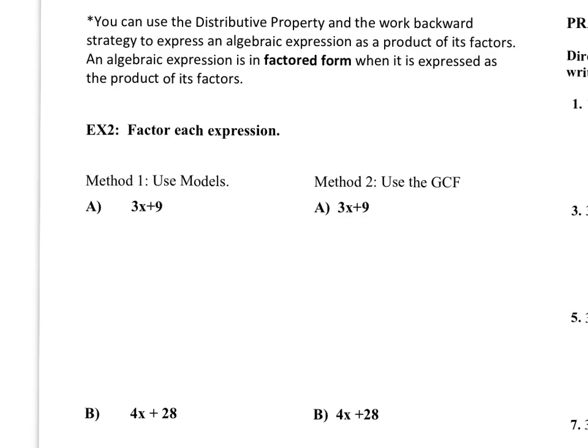There are 2 methods. The first method, we are going to use models. The second method, we will use the GCF. Letter A, we have 3x plus 9. So if I were to use a model, I would know that 3x would be represented with the longer tiles, and then of course 9 would be represented with the smaller tiles.